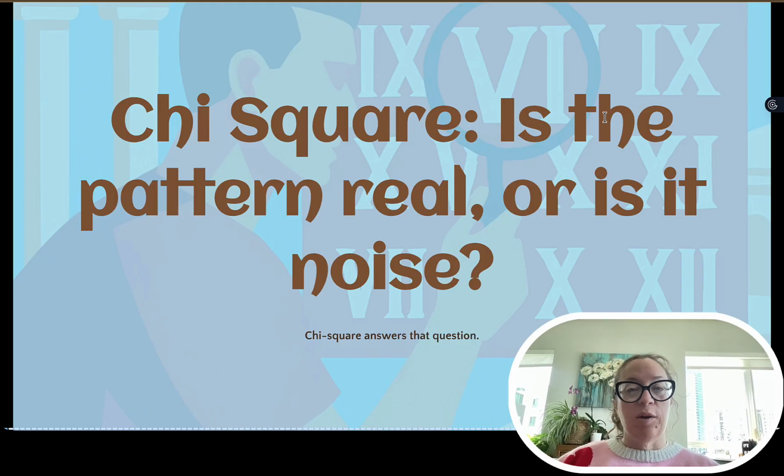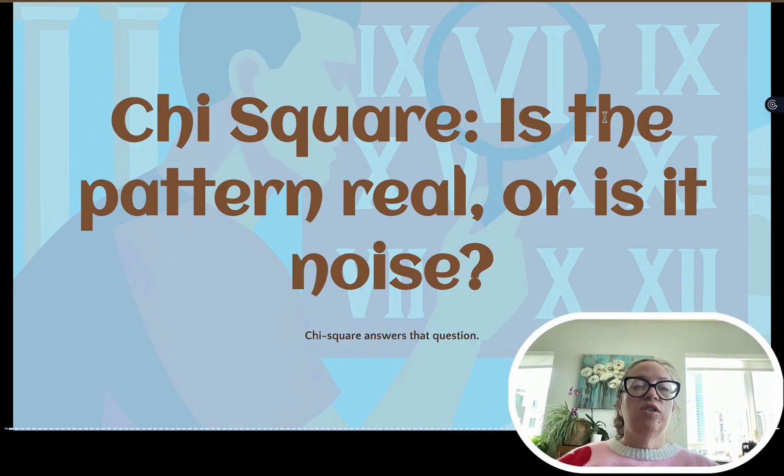It does not tell you why a pattern exists. It doesn't tell you what caused it. It tells you just one single thing. Is this pattern so obvious, so true, so large that it couldn't have occurred by chance? Is it too large to have occurred by chance? Is what I observe so different from what I would expect if nothing were happening that I can no longer say that it's just random variation? So that's it. That's the entire purpose of this test. Is the pattern real, or is it noise?